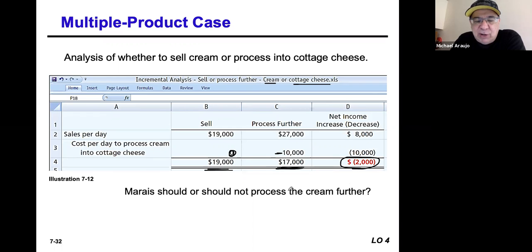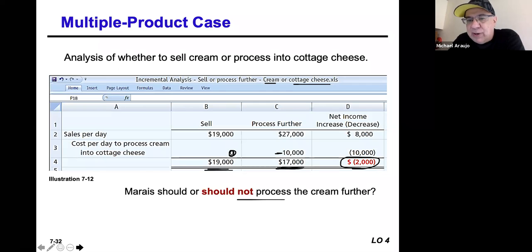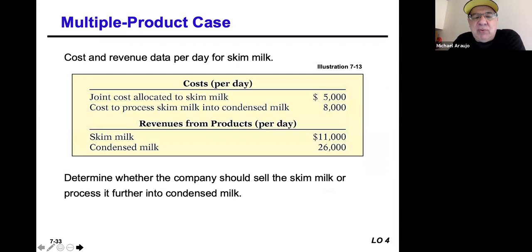So should they process or not process? Well, this is easy. They should not be processing the cream any further because if they did, they'd be losing money. Okay. Is the same true for the skim milk? The skim milk, and should we move that into condensed milk or should we just sell the skim milk as is? Well, here are the costs, the joint costs allocated to the skim milk. The cost to process that skim milk into condensed milk is listed here. Revenue from skim milk, revenue from condensed milk are given here.